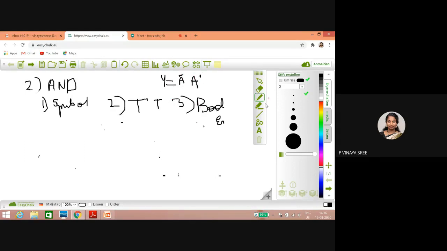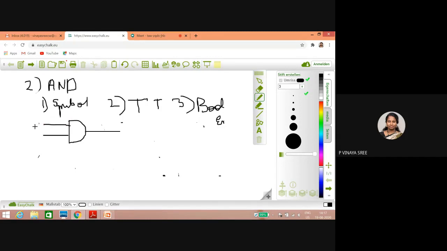Now let us consider AND. For AND, you will again have 3 steps. What are those 3 steps? First is the symbol, then the truth table, then the Boolean expression. Let me start with the symbol. The symbol of the AND gate is this.